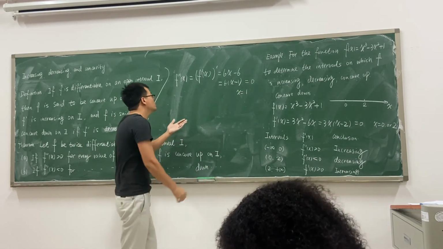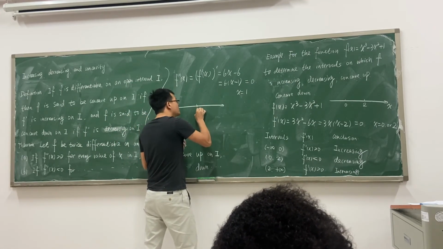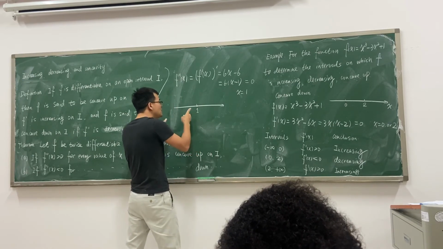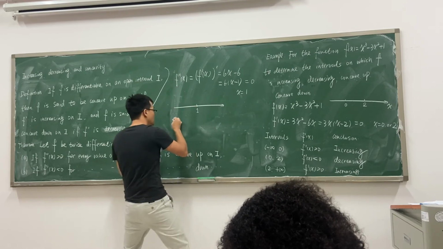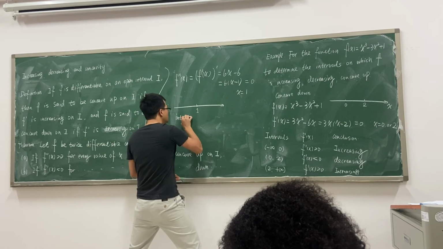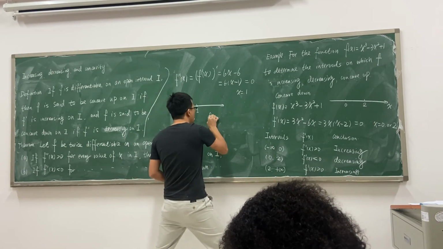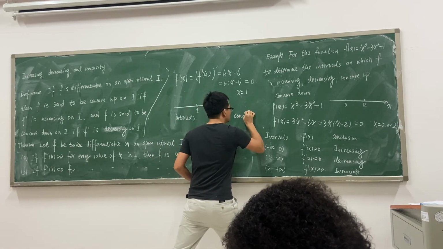So x equals 1 decomposes the x-axis into 2 parts. The first part is minus infinity to 1, and the second part is 1 to plus infinity. So here we can see the intervals, and here is f prime prime. Here is the conclusion.